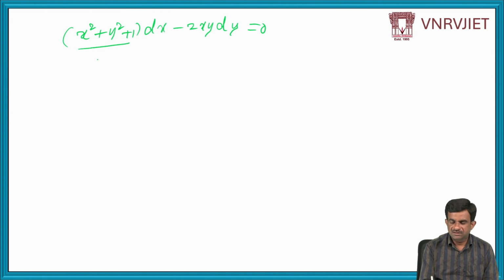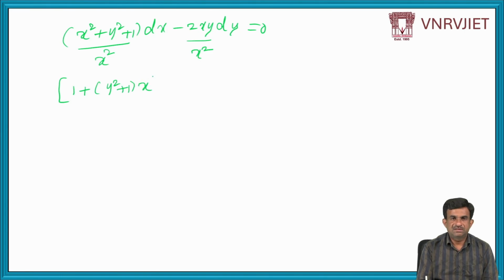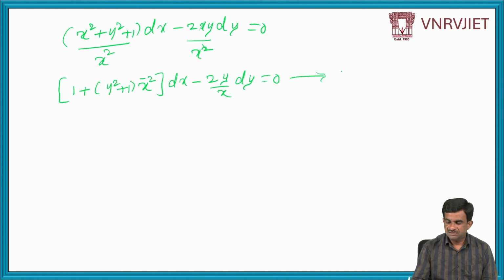After multiplying this with 1 by x square, we get 1 by x square here, and here also 1 by x square. If you simplify this, you can write this as (1 plus, x square by x square, so 1 plus (y square plus 1) into x power minus 2) dx, since you can bring the denominator x square to the numerator as x power minus 2. Then you can cancel out x here, minus 2y by x dy equal to 0. Let us take this as equation 1.